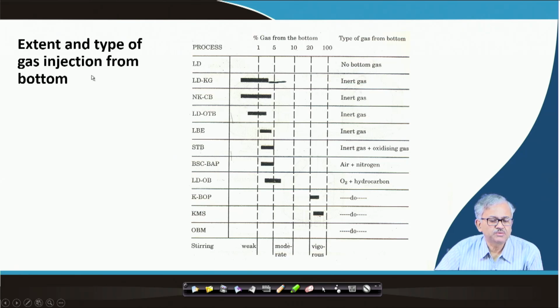Now, the extent and the type of gas injection from the bottom. In most of the cases there is the weak stirring starting from the bottom, where the percentage of gas from the bottom is less than 1%. In most of the cases you can find it is within 1 to 5%, even less than 1% also. The LD-KG process may run with less than 1% of gas. So, gas from the bottom is not a very large amount, and this is the weak stirring you can say.